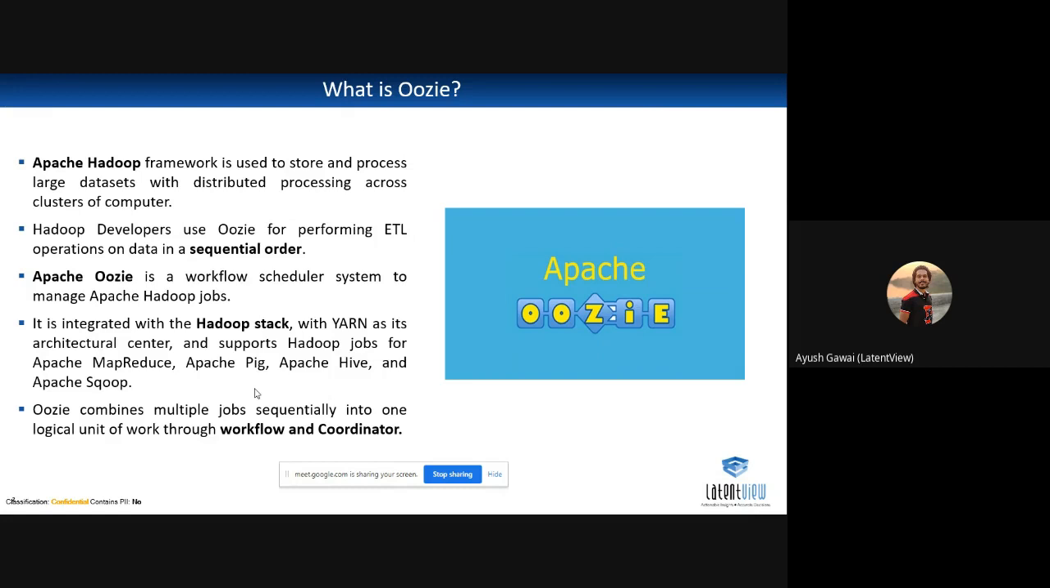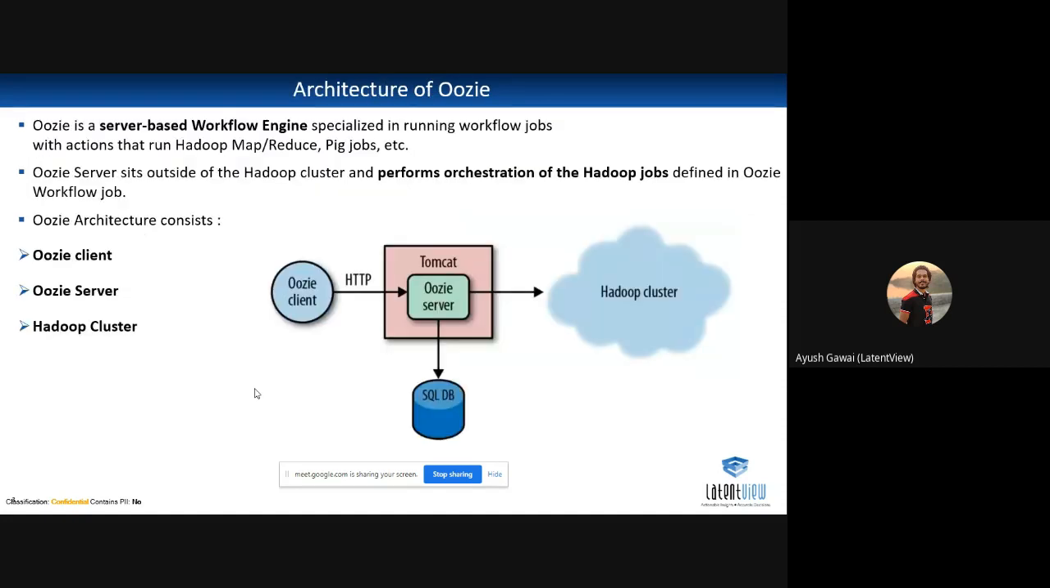There are basically two main job types which we use in Oozie: the workflow and the coordinator. We'll be talking about workflow and coordinator later. Let's talk about the architecture of Oozie.